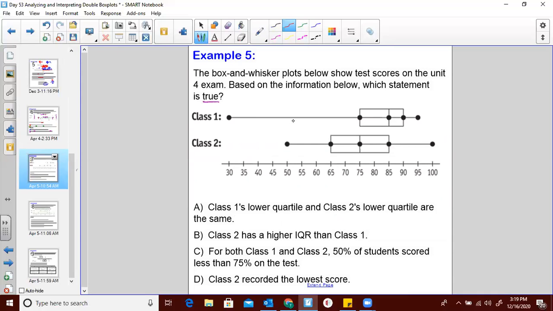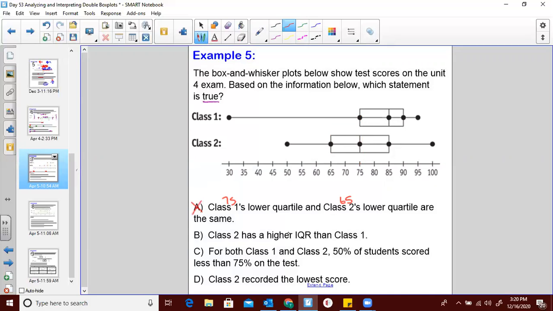Let's start here. Class 1's lower quartile and Class 2's lower quartile are the same. Well, here's Class 1's lower quartile, and here's Class 2's. So Class 1 is 75, Class 2 is 65. Remember, you can use that diagram that I've showed you a few times. They're definitely not the same, so A is out.